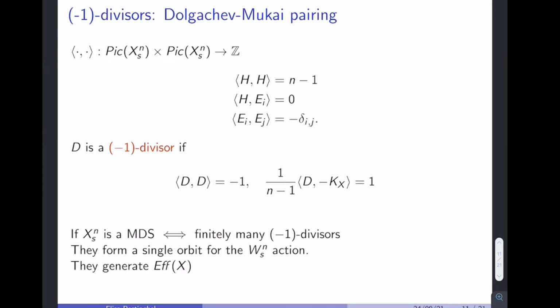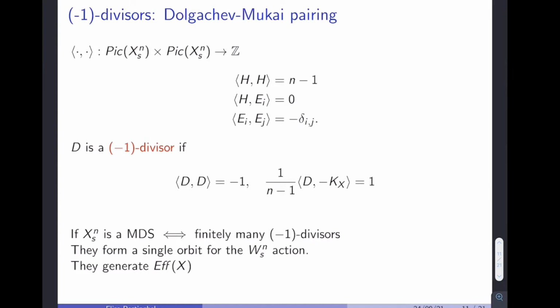And using this pairing, I can define what a -1 divisor is, and that's supposed to generalize what a -1 curve in P2 is. It is a divisor with self-intersection -1, such that the intersection with the anti-canonical divisor is 1. That is really a straight generalization of -1 curves in dimension 2, because if you replace n with 2, you get exactly the characterization of -1 curves on the blow up of the plane.